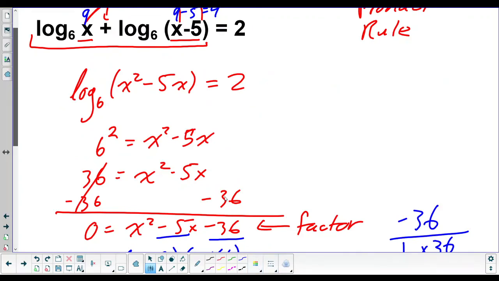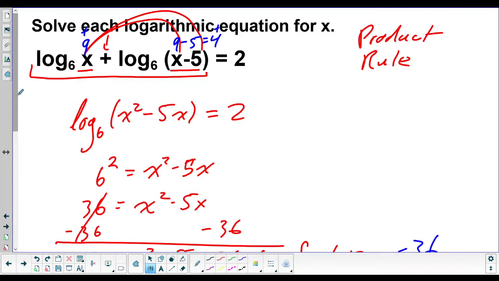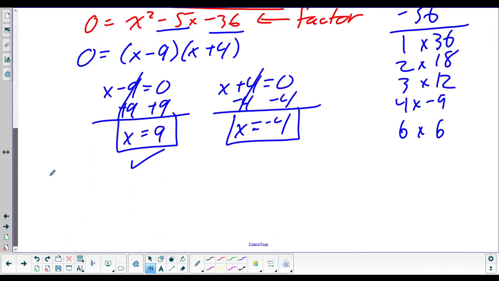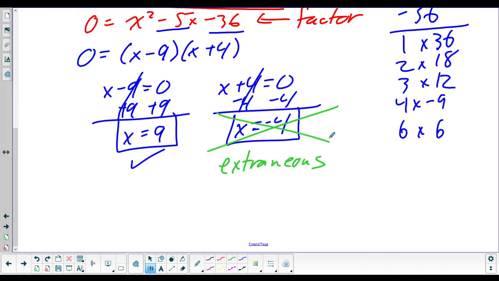If I plug in negative 4, I get log of negative 4. This is a negative argument for our log. This is bad. This is not allowed. And that means that this is an extraneous solution. We throw that away because when we plug it back in, it doesn't work. Logarithms don't take negative numbers inside. If you try and put one inside, it says, I don't want to do that. So it's extraneous. We throw it away. And our only solution is x equals 9. All right, there we go.